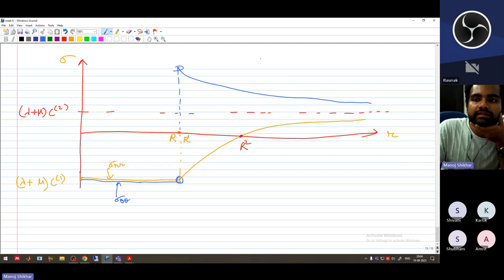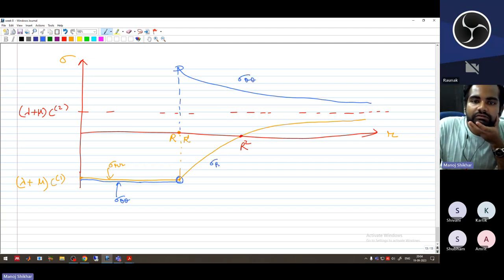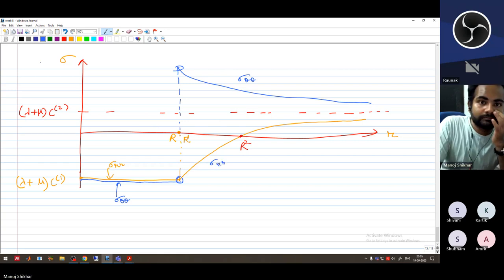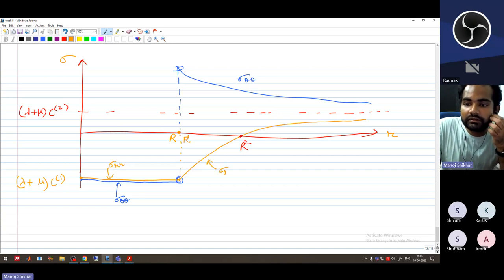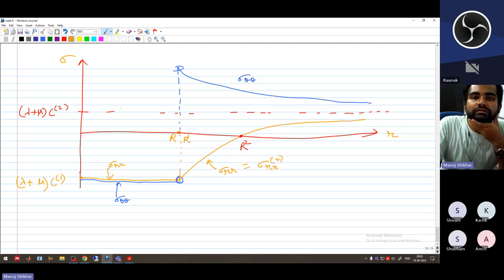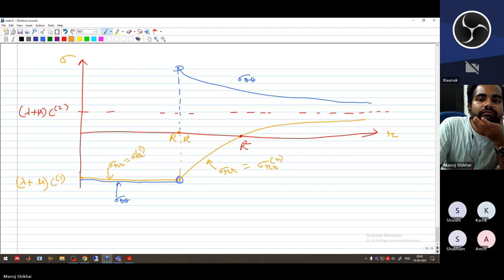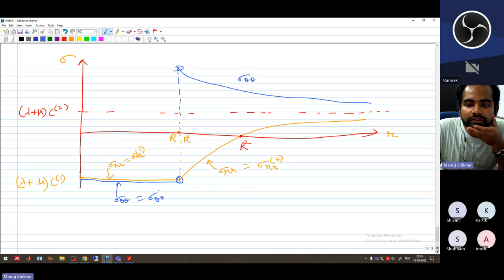So it will be something like this. This is the plot for sigma theta theta, and this is sigma RR. Here it is equal to sigma RR 2. Here it is equal to sigma RR 1. It is equal to sigma theta theta 1, and here it is equal to sigma theta theta 2.